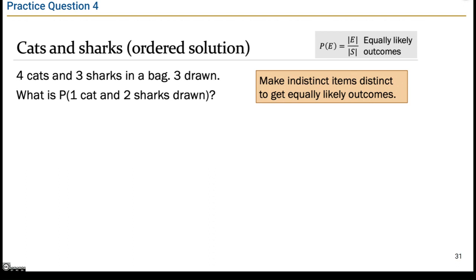So let's imagine here, if I make this ordered, let's imagine first that I'm going to get the probability that first I get a cat. Let's make the notation a little bit easier. So I'm going to write it like this: cat first, shark second, shark third. This is just one possible ordering. Okay, so let's do that one first, and then we'll come over here and say we need to add up all possible orderings.